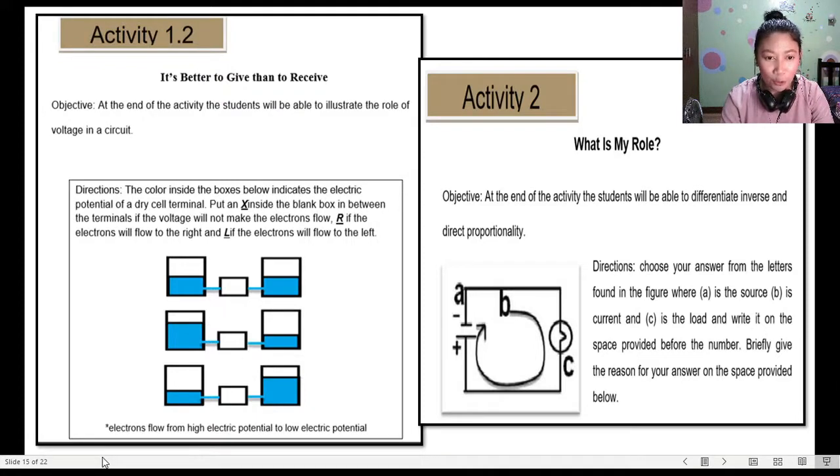So, nakikita nyo yung color blue? Yan, indication yan kung papunta siya sa left, sa right, or nagpantay. Isusulat nyo yung X, R, and L dun sa gitna na box. Remember, electrons flow from high electric potential, meaning high voltage, to low electric potential, meaning low voltage.